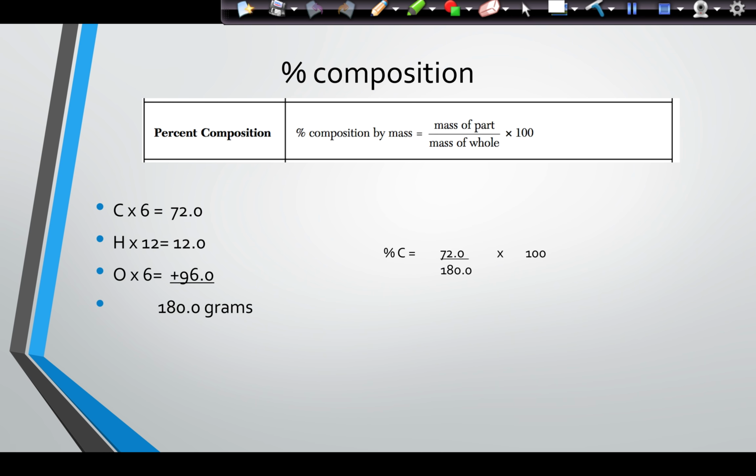When we do percent composition by mass, remember that we find that gram formula mass and then we do mass of part over mass of whole times 100. Remember that this formula is on Table T for you, so you don't have to memorize it. So the mass of carbon's part was 72. The mass of the whole was 180. 72 divided by 180 times 100 would be the percent composition by mass of carbon in glucose.